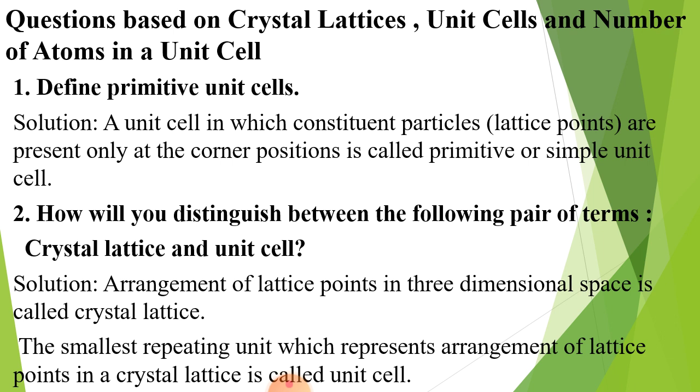Now question number 1. Define primitive unit cell, that is also known as SCC. Solution: a unit cell in which constituent particles, that is lattice point particles, which may be atoms, molecules or ions, are present only at the corner position, is called primitive or simple unit cell.